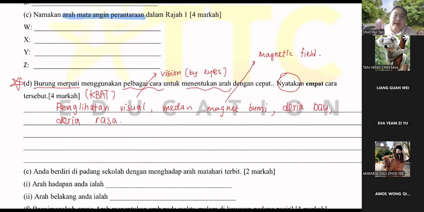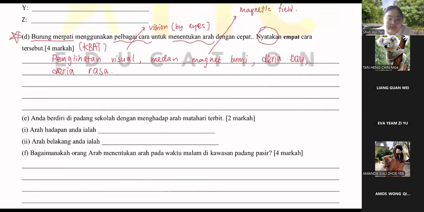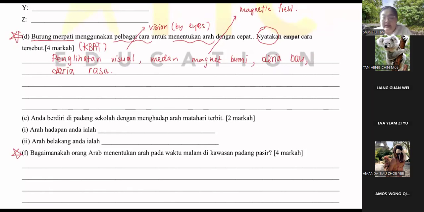Now, other than that, what kind of KBAT question do we have? F is also a KBAT question, because they ask you bagaimana. Bagaimana, how? How means you need to explain. Must explain, okay? Orang Arab menentukan arah. How do Arab people determine direction during the night, di padang pasir? Now, first I ask you before that, how does a normal human determine direction?